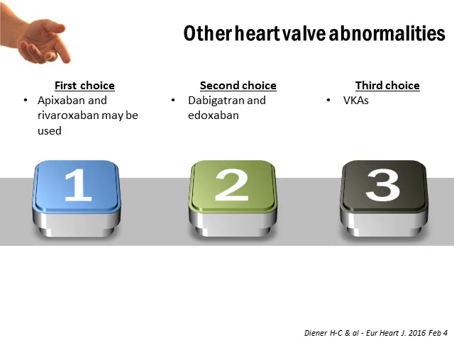For the other valve abnormalities, because of indirect evidence, Apixaban and Rivaroxaban may be used. This includes mitral regurgitation. And the second choice could be Dabigatran or Edoxaban, and this classification is based not on direct studies, but on indirect evidence from the studies.